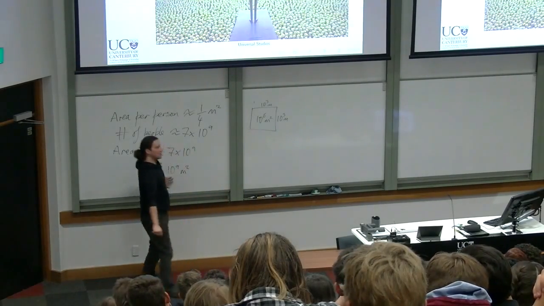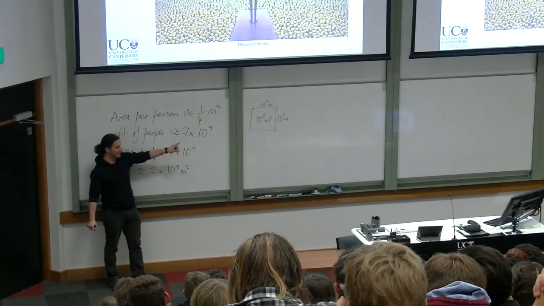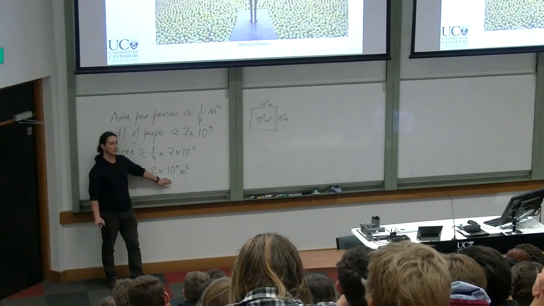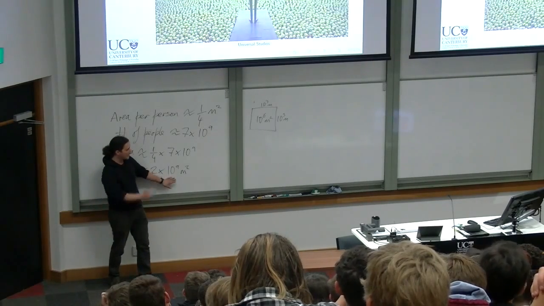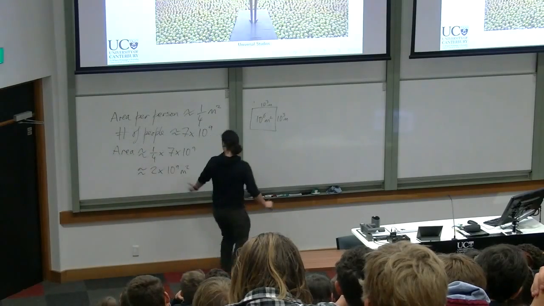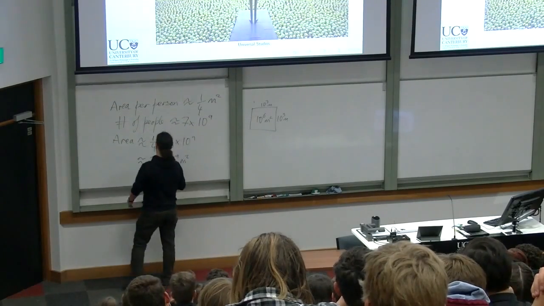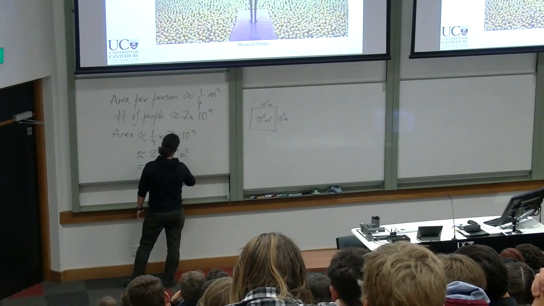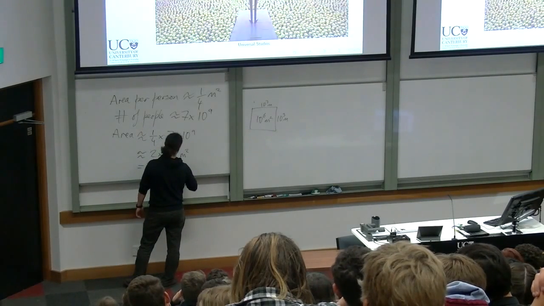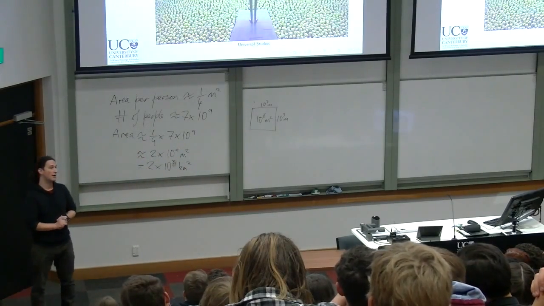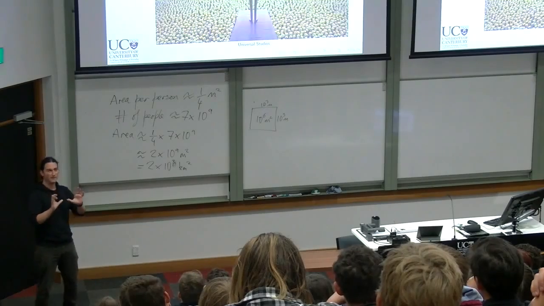So this answer, which is in square meters, if I divide it by 10 to the 6, I'll get an answer in square kilometers. So the rule about powers is, if I'm dividing by that one, I'll do 9 minus 6 to get 3. So this is equal to 2 times 10 to the 3 square kilometers. It's 2,000 square kilometers. That's kind of easier to visualize.